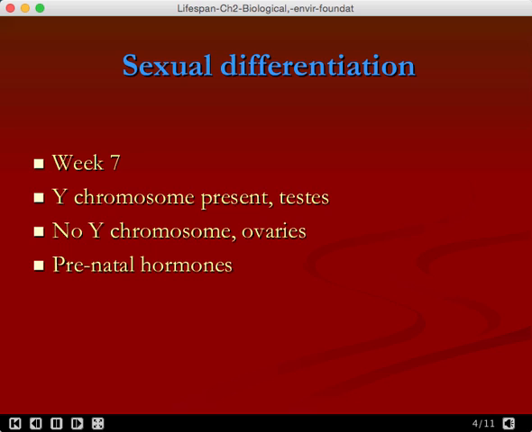Prenatal hormones do more than affect the development of genitals or primary sex characteristics. They also affect the hypothalamus, determining whether it will be male differentiated or female differentiated. The hypothalamus controls the pituitary gland, so it is a major player in the production and release of sex hormones.